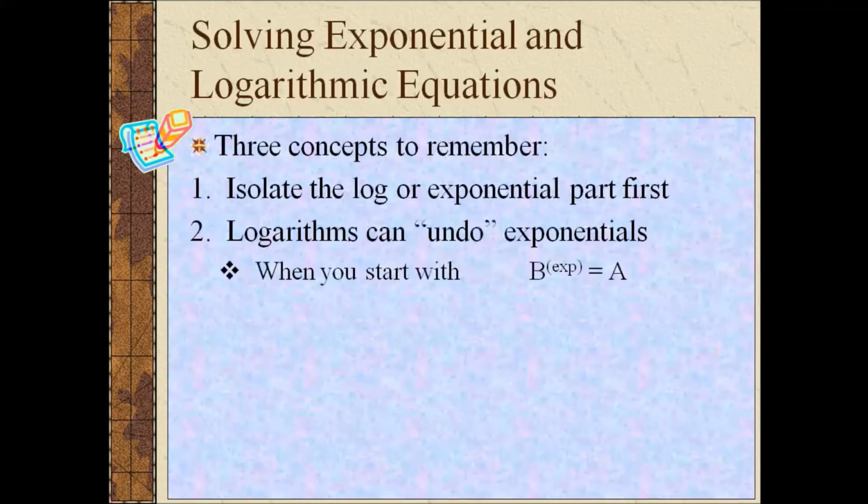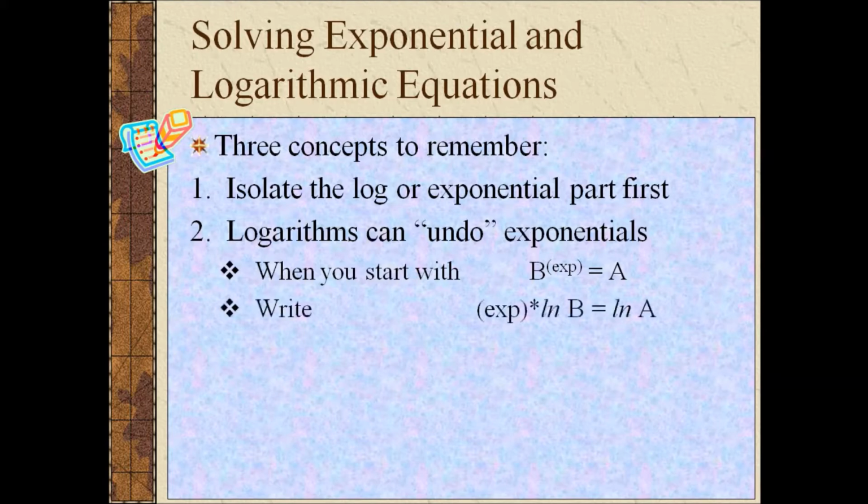Second, logarithms can undo exponentials. So when we start with b to some exponent, usually the variable is up in that exponent, equals a, we are going to do a log of both sides of the equation. I usually will use natural log, but you could also use log base 10, or you could really use any log of your choosing. This allows us to bring the exponent, where that variable is, out in front of natural log. It's kind of like we get it onto the regular playing field with everybody else.